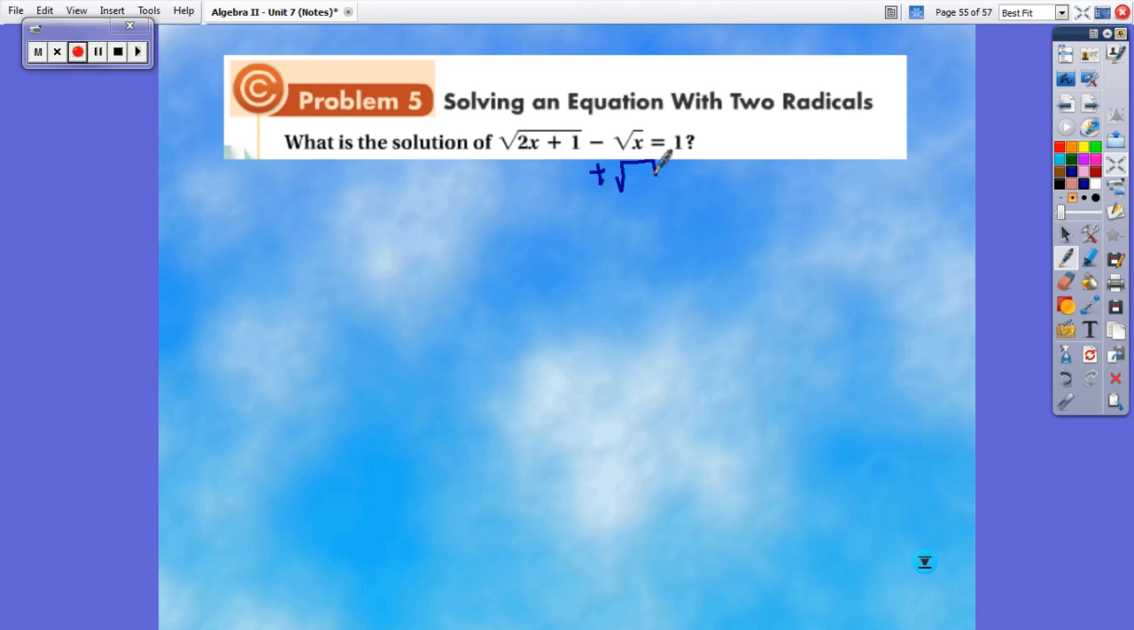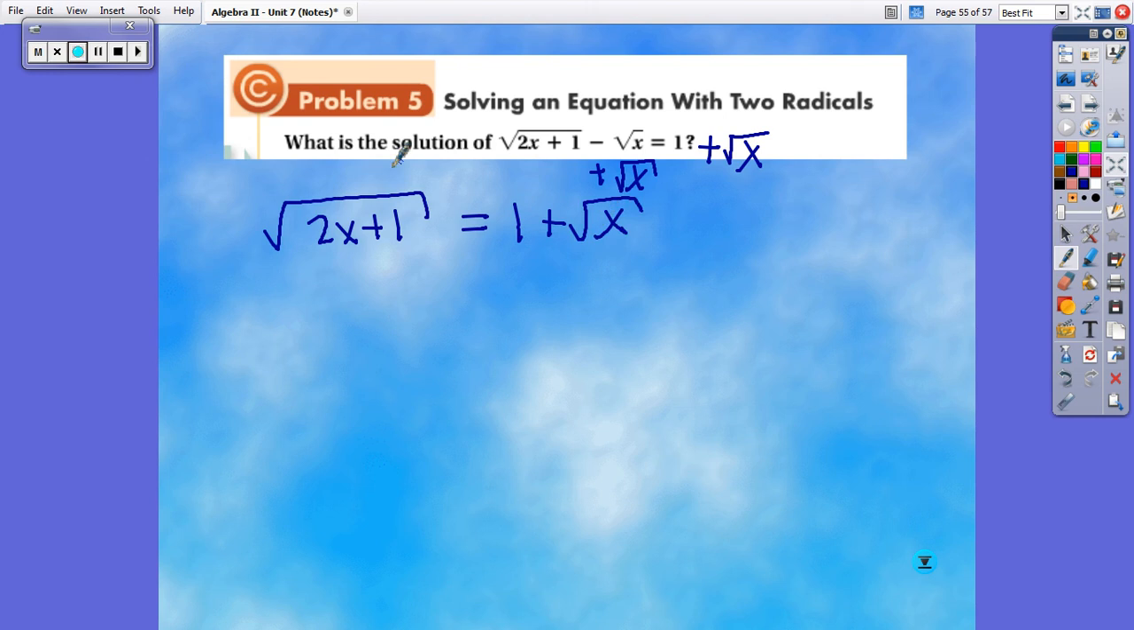So the way we're going to do this is, the first thing you're going to do is get the bigger radical by itself. So I'm going to add the square root of x to both sides. Now that means I'm left with the square root of 2x plus 1 equals 1 plus the square root of x. Now I have this by itself, so I'm going to square both sides at this point.